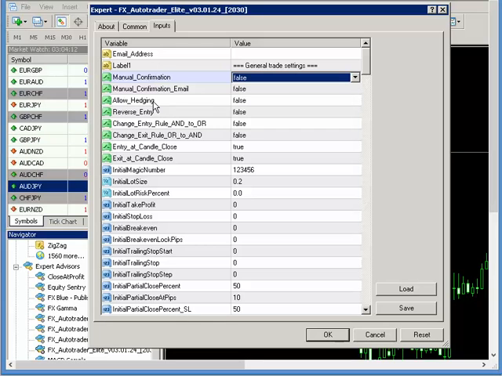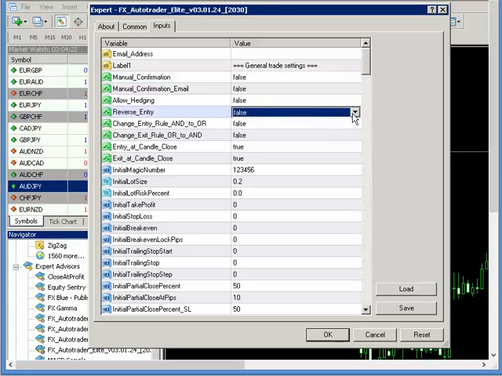We can hedge with this EA, so just set that to true if you wanted to. You can reverse the entry, so you can set up a strategy which says you should buy something, and if you select this to true, it will do the exact opposite. And sometimes if you've developed a strategy that continues to fail, this can well work. You will need to do some modifications and optimization, but I've got one set file which actually works very nicely on the reverse entry.